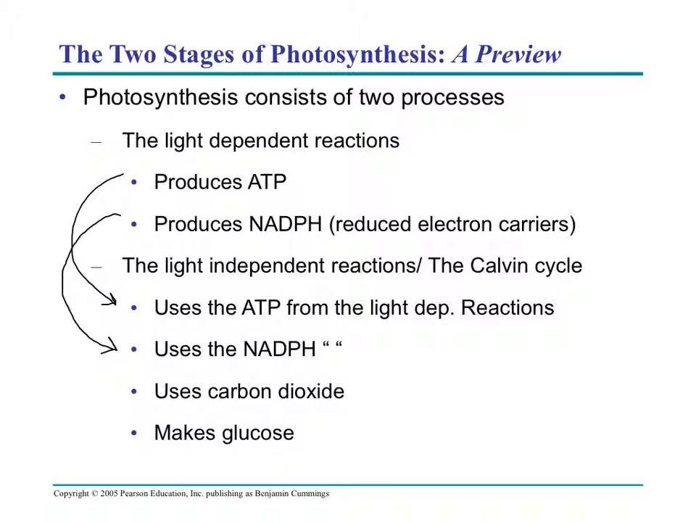Now, remember that the light reactions need water. That's not listed here. While the Calvin cycle uses carbon dioxide. And this is the step where we actually make the glucose. Let me make a little note here. H2O is needed.